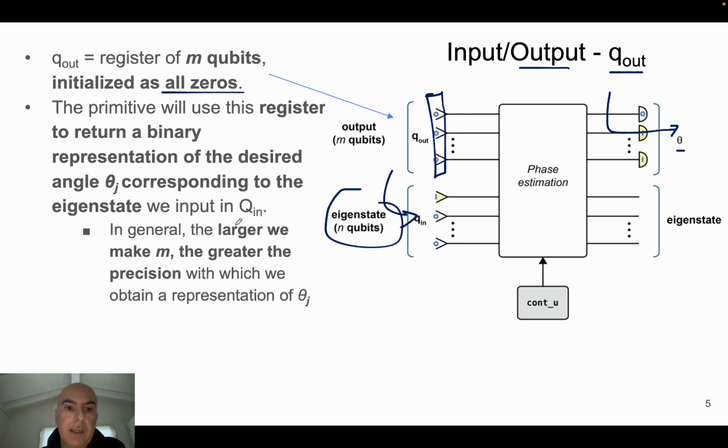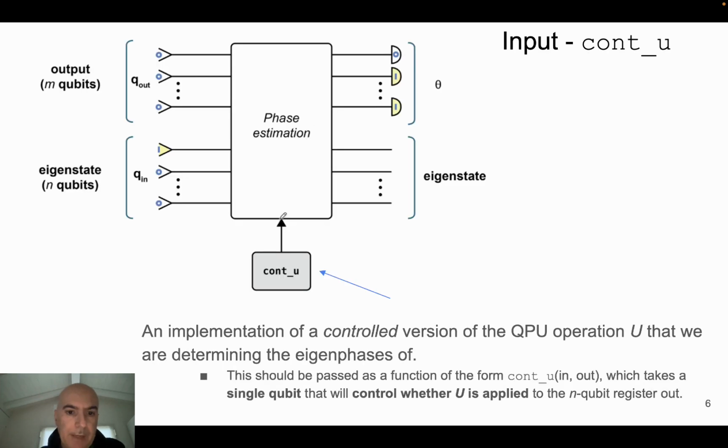In general, the larger m is, that is the number of qubits for our output, the greater the precision will be. So we will obtain a larger precision for representing theta j if we use more qubits. And then we introduce as an input the quantum gate whose eigenphase we want to know.